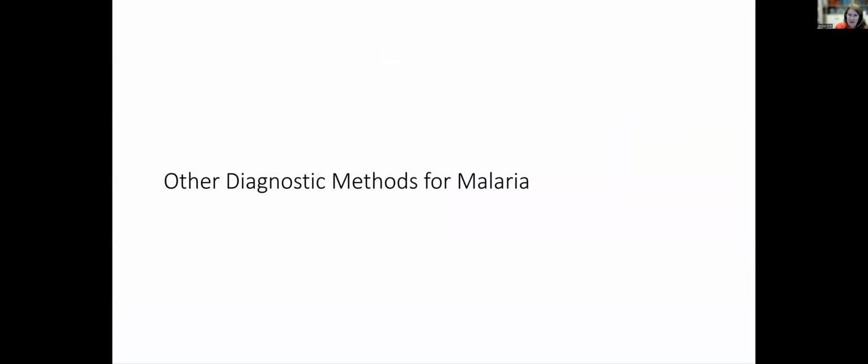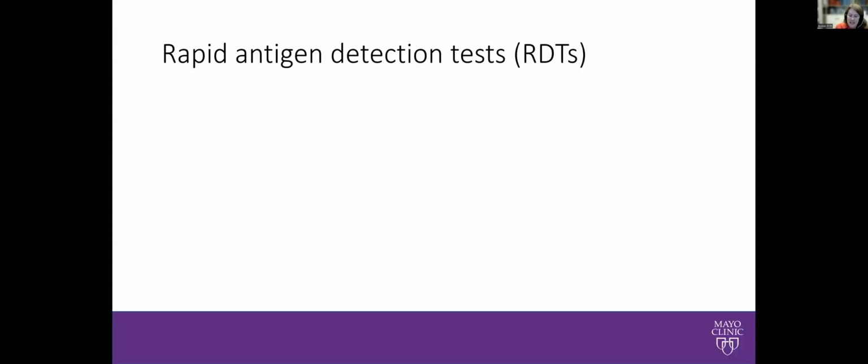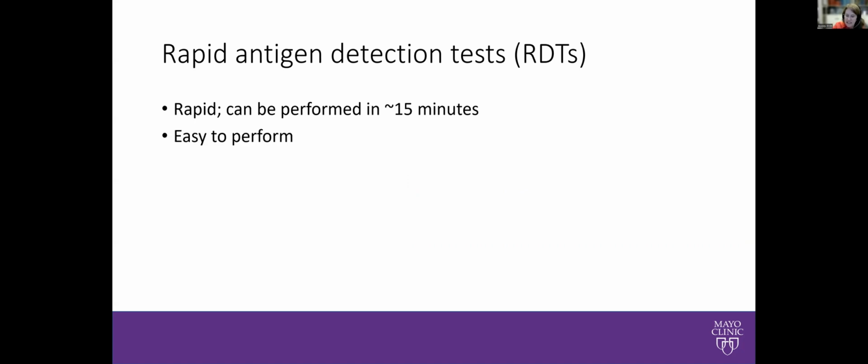So we've talked about all of the different parasites to some extent in blood, but now let's go away from morphology and talk about other diagnostic methods for malaria. And we'll start with the rapid antigen tests because they're so important now and they're so widespread. So these are rapid. They're usually performed in about 15 minutes. Easy to perform. Any of us could read the instructions. In fact, many of us have now performed at-home COVID tests, which are nearly identical.